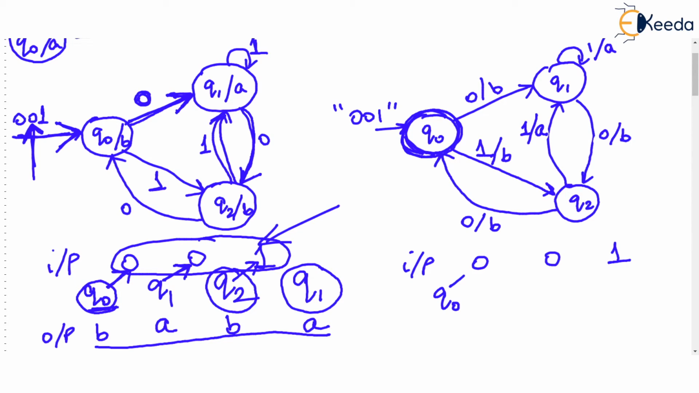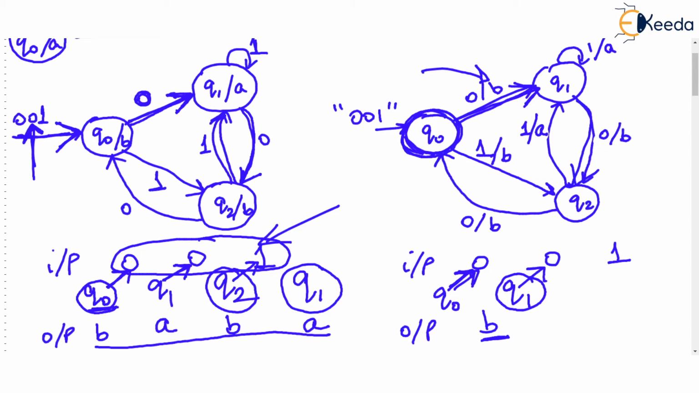So when Q0 reads the first input 0, note the transition, it goes to Q1. Q1 is the new state, but the output produced on the transition is B. So this is the output row. Now Q1 reads 0. Q1 reading 0 will go to Q2. Q2 is the new state, but on reading 0, it produces output B.